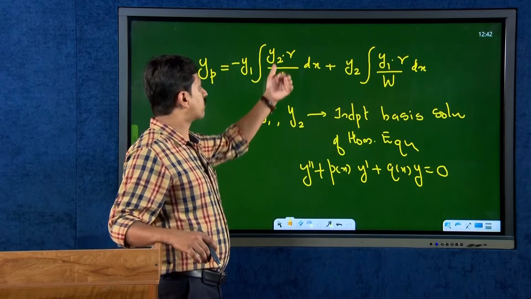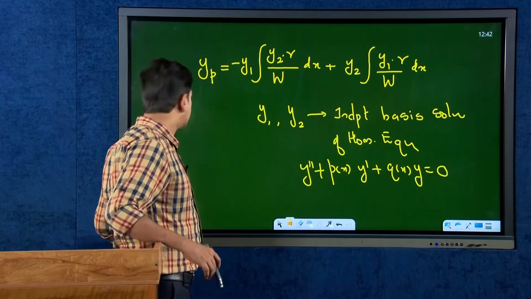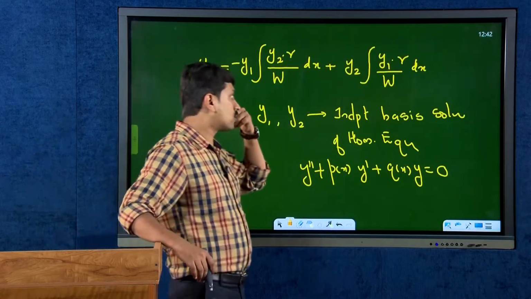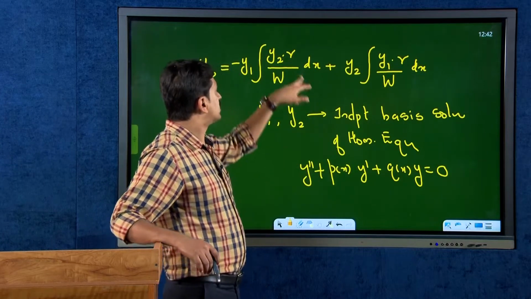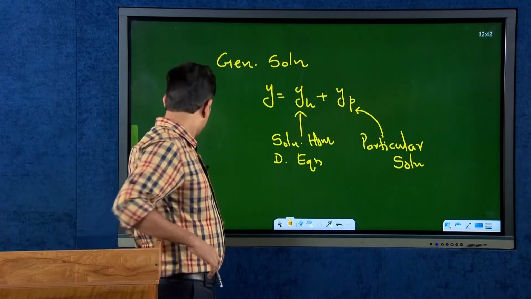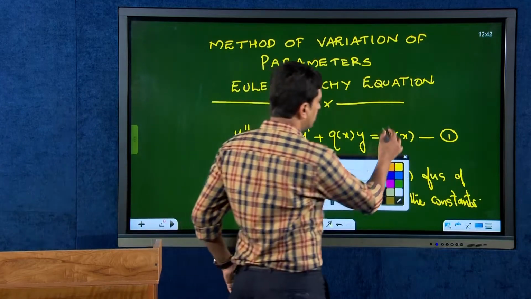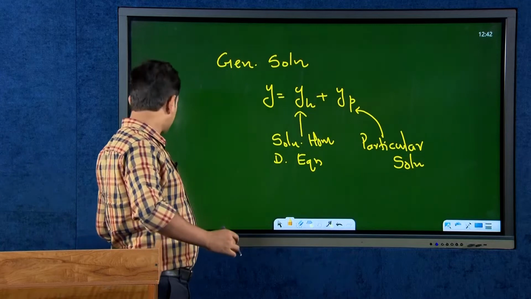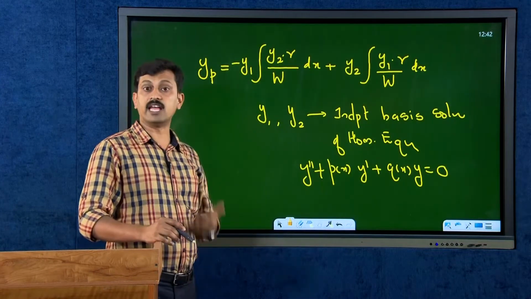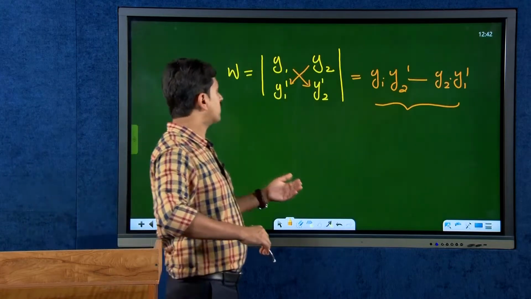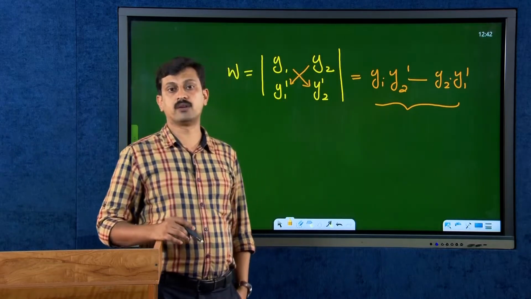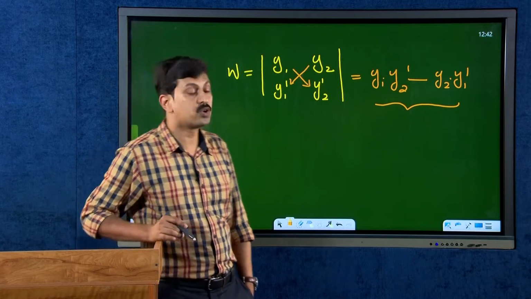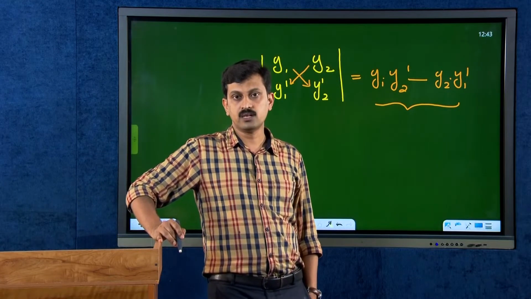So we have y1, y2 that we will get from yh, and we can also find r of x, which is already given here in our question. One more thing is the Wronskian, which can be found by using the determinant formula, that is y1 y2 dash minus y2 y1 dash.